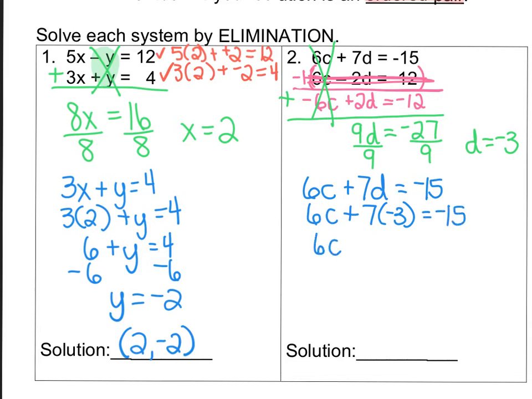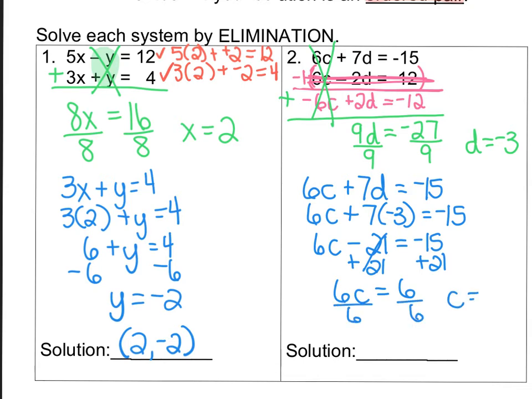So I got 6c minus 21 equals -15. That means I need to add the 21 to both sides. And I get 6c equals 6. And I can see that c equals 1. So now I know what d is and I know what c is. So which one goes in my ordered pair first? Well, the c would. Remember, they are written alphabetically. So c comes first. So it would be 1 and -3.